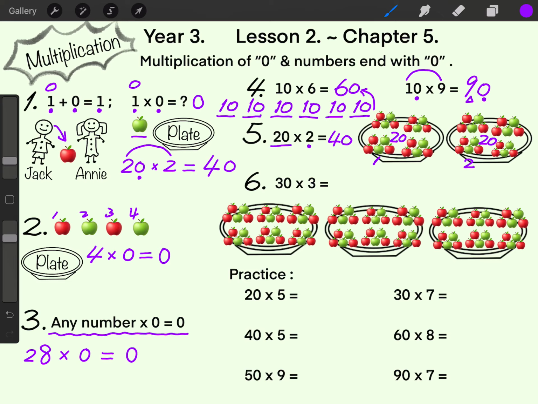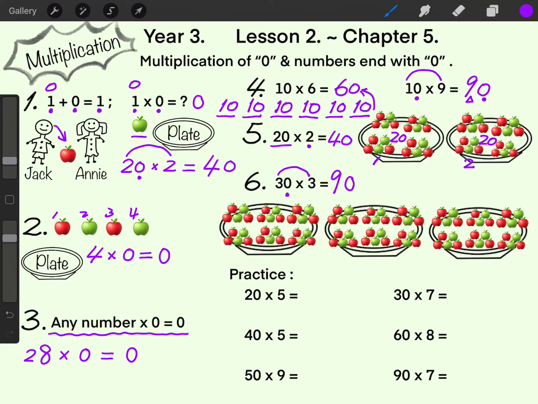Let's try out this trick with 30 times 3. There's 10 on the left side of the equal sign. So we write 10 on the right side of the equal sign. Then we do a simple multiplication. 3 times 3 equals 9. So 30 times 3 equals 90.